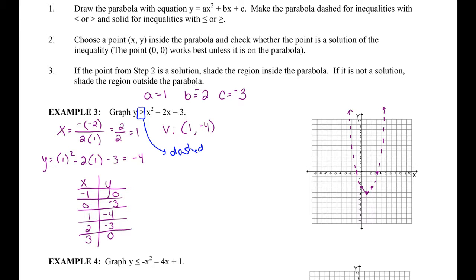Then I can continue on with step 2, which is to choose a test point. And I'm going to pick 0, 0 since it does not lie on the parabola. So I'm going to plug 0 in for y and 0 in for all of the x's. And I'm going to simplify and get 0 is greater than -3. This is a true statement. So because it is a true statement, it's a solution, which means I'm going to shade inside the region of the parabola. Had 0 greater than -3 been a false statement, we would have shaded outside the region of the parabola. Try example 4 on your own. We will look over example 5 on the next page together in class.